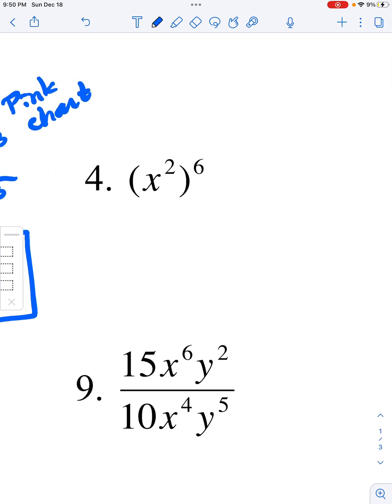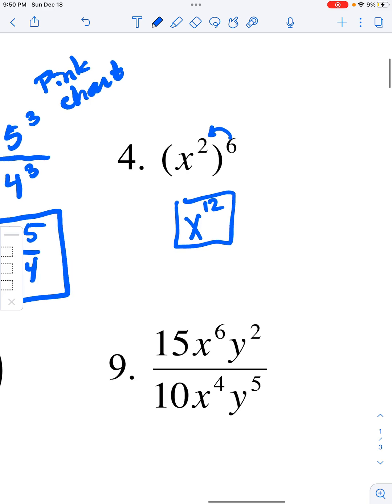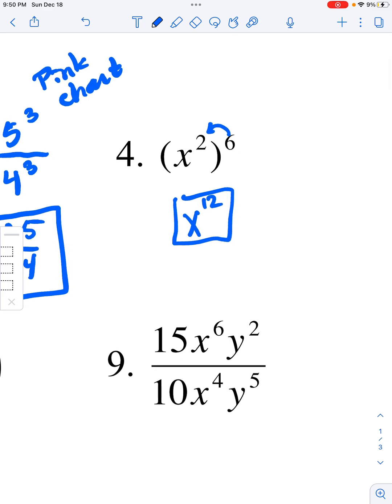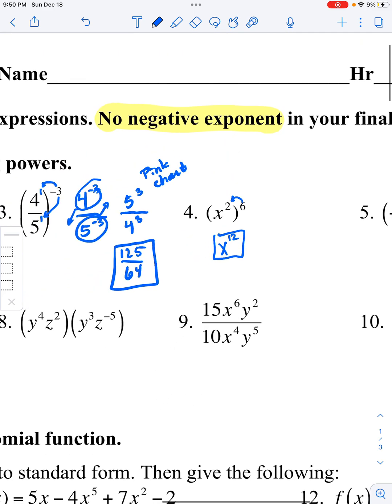Okay, in this case, when you're bringing a power in from outside of the parentheses, it's just like distributing, but you're multiplying it by the powers on the inside. And so I end up with x to the 12. And you can only distribute a power on the outside to the inside if there's not addition and subtraction. Later in the chapter, we do some problems that have adding and subtracting inside the parentheses, and then you can't distribute a power on the outside. And we can talk about that when we get to that part.